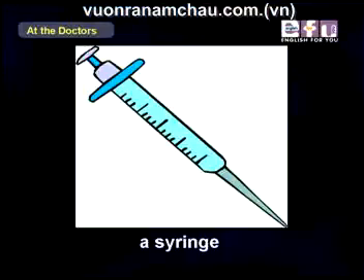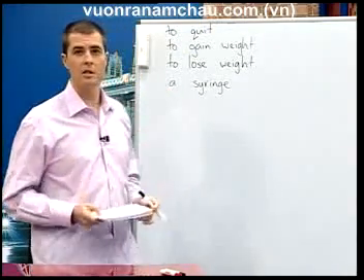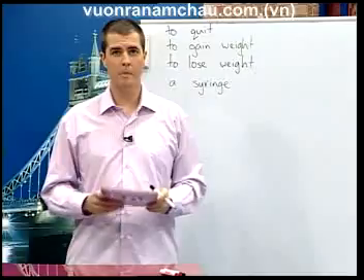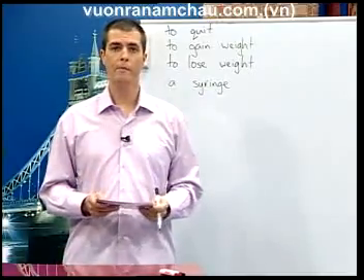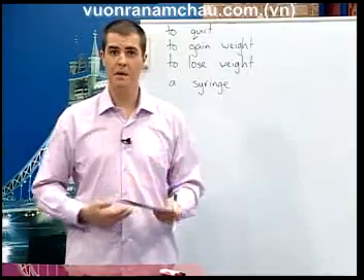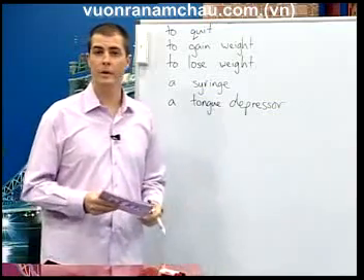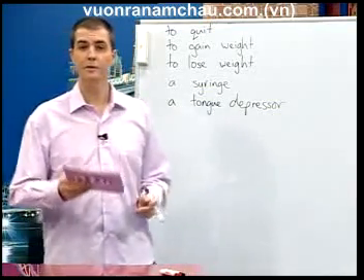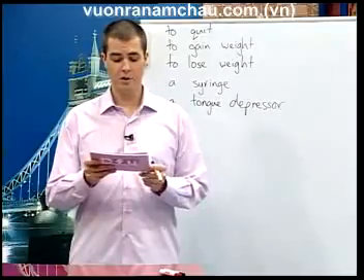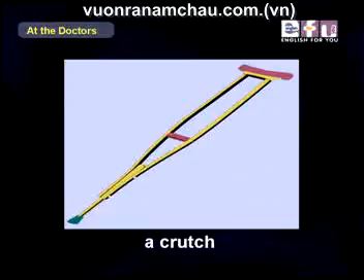A syringe. A syringe is an instrument for taking blood from a person's body or for putting liquid or drugs into it, usually through the arm, sometimes in other places. A tongue depressor is a little flat piece of wood that a doctor uses to hold someone's tongue during an examination.